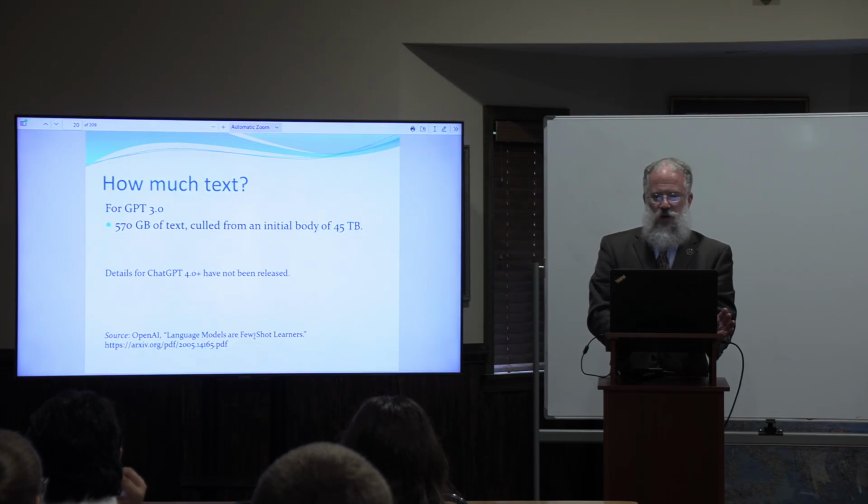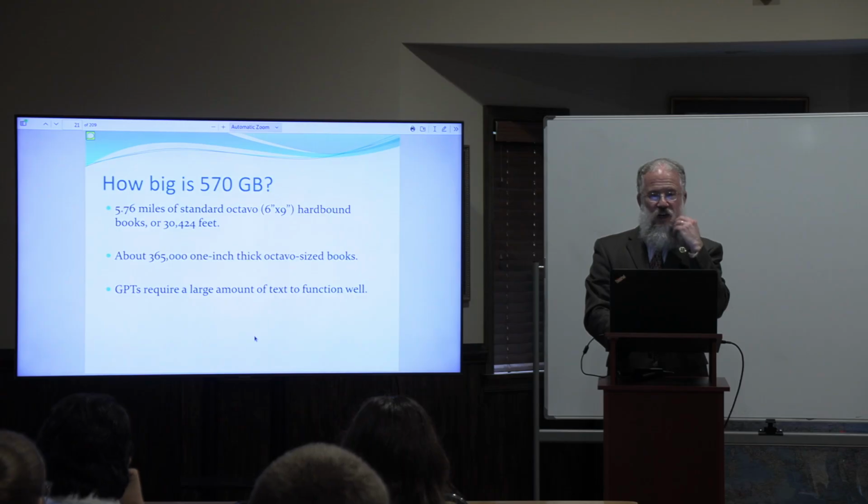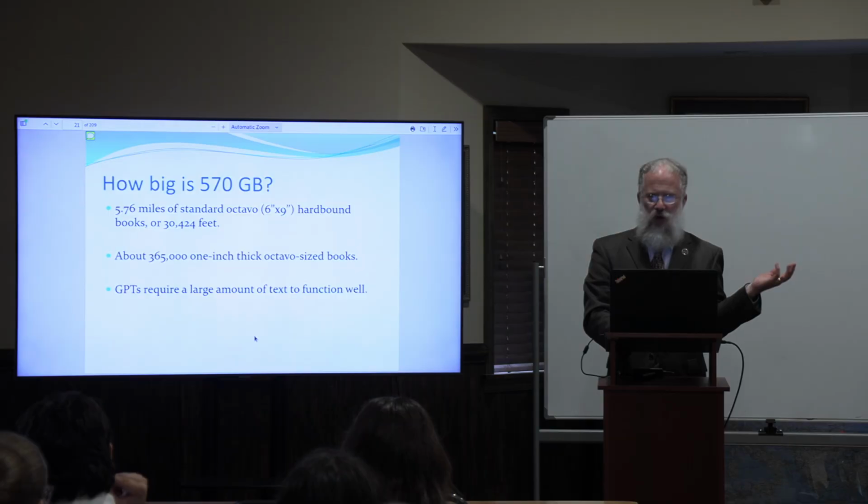But for 3.0, the old version, they used 570 gigabytes of text, chopped down from an initial 45 terabytes of text. So that's an enormous amount of text. How big is 570 gigabytes of text? If you had your standard 6x9 hardbound book, that would be 5 3/4 miles long of those books, or about 365,000 one-inch thick octavo-sized books.